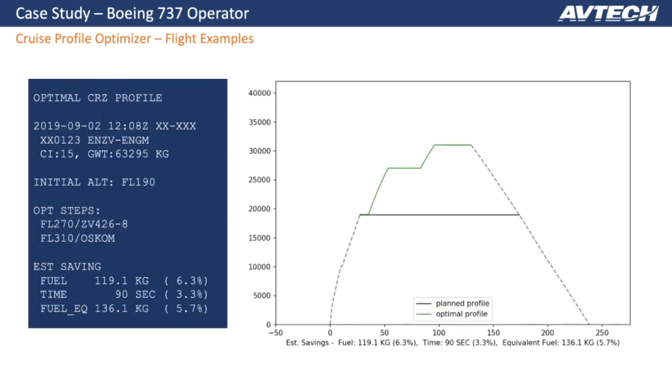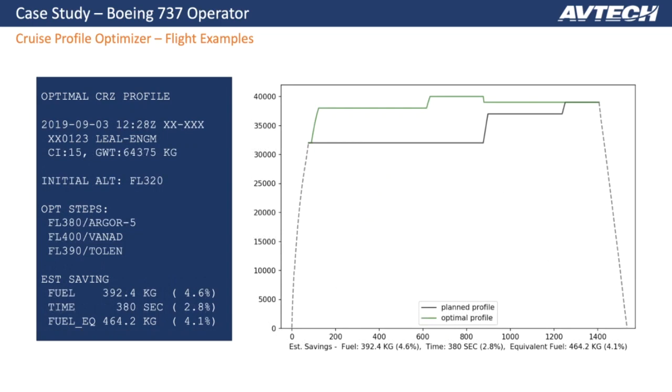Next flight is a really short flight, filed at a very low level, flight level 190. And basically we see the optimal profile is of course going higher. And if achieving this, there's a quite big, percentage-wise, saving, 119 kilos, 90 seconds.